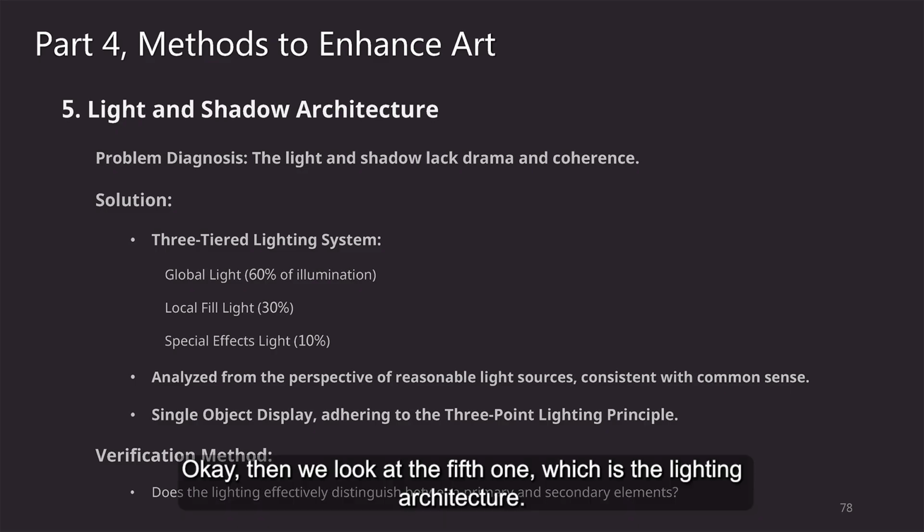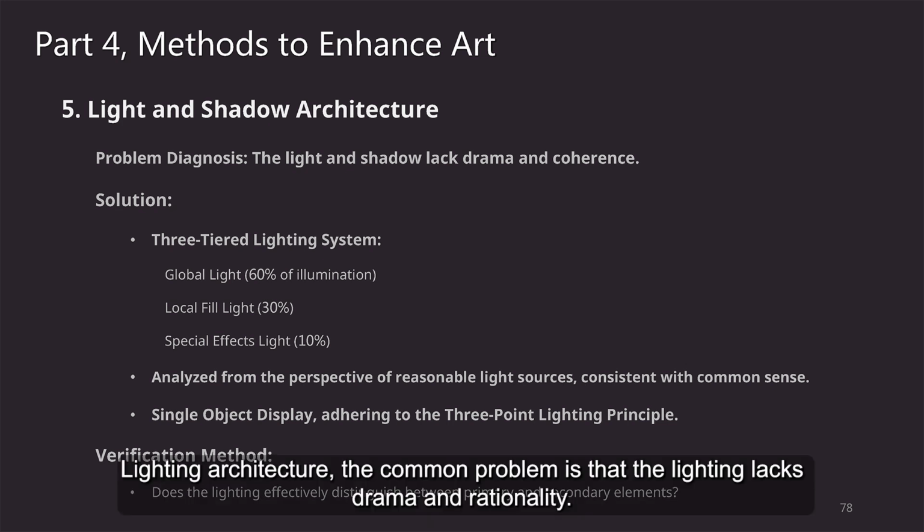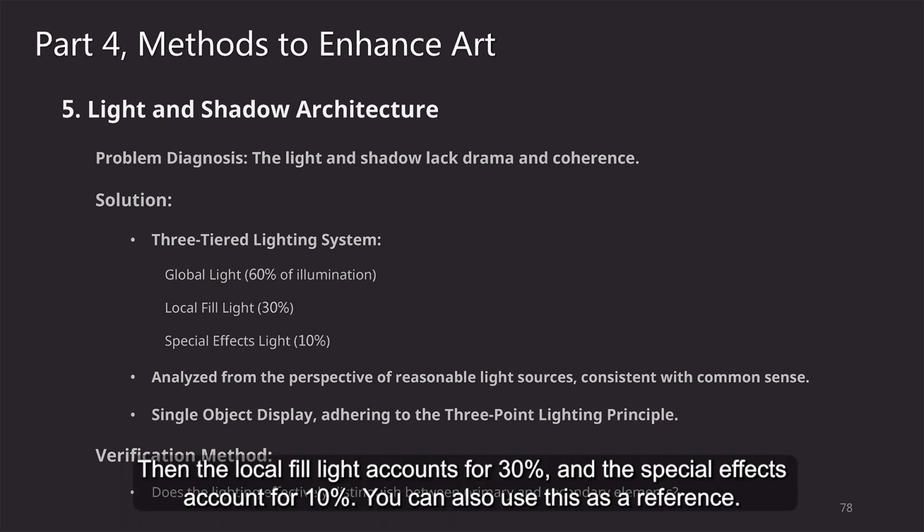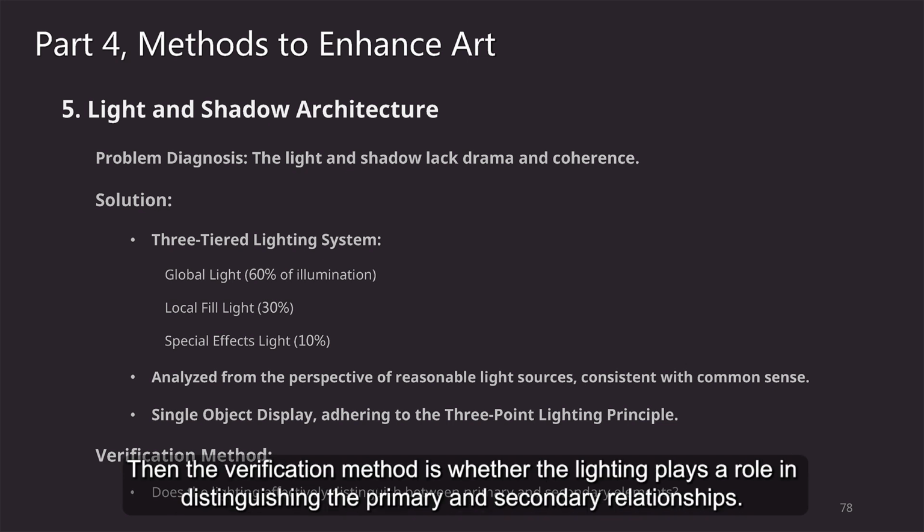Yes. Okay. Then we look at the fifth one, which is the lighting architecture. The common problem is that the lighting lacks drama and rationality. Then the three-level light source system: the global light accounts for 60, that is, the large area is just global light. Then the local fill light accounts for 30, and the special effects account for 10. You can also use this as a reference. Then the verification method is whether the lighting plays a role in distinguishing the primary and secondary relationships.